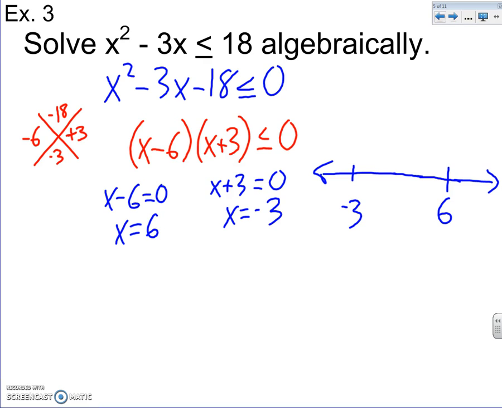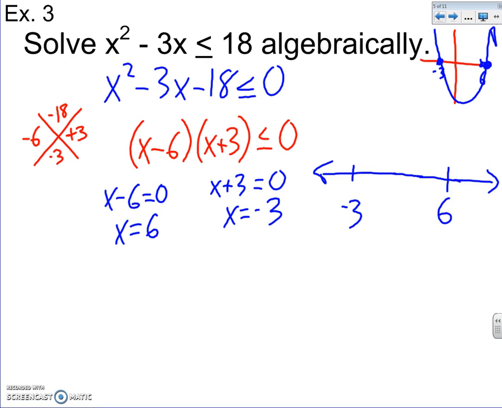So let me do this at the side as well. So here's a mini picture of the whole thing. We know there's a negative 3 and a positive 6. And it's solid dots. I know a is positive 1, so it's a regular U. Should look something like this.